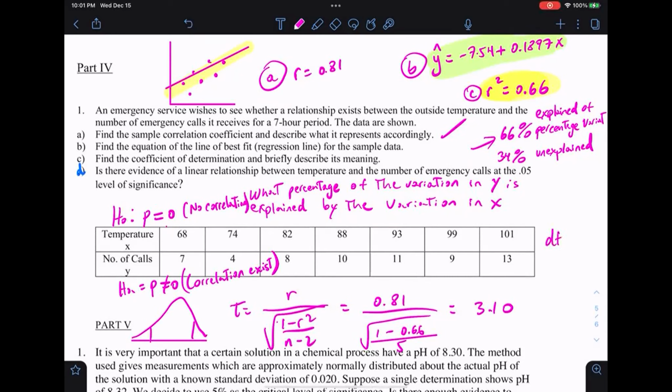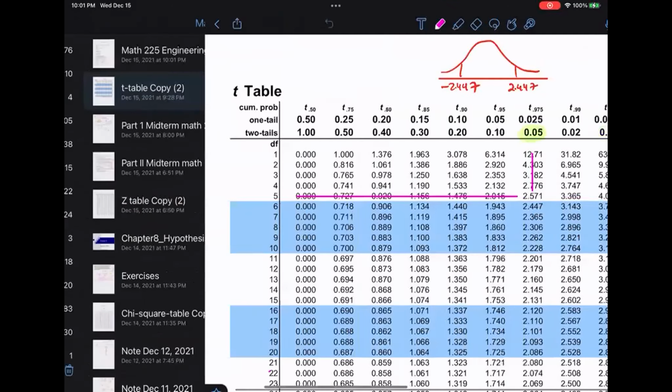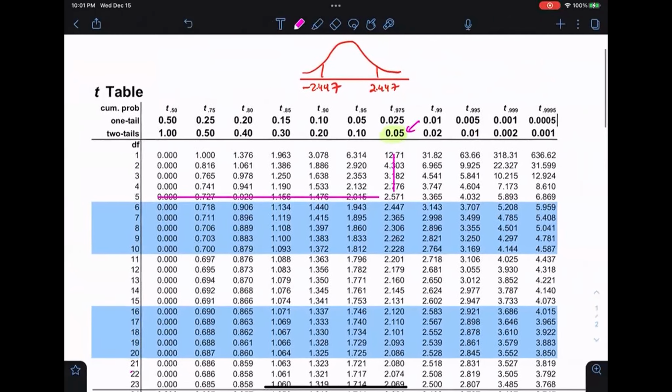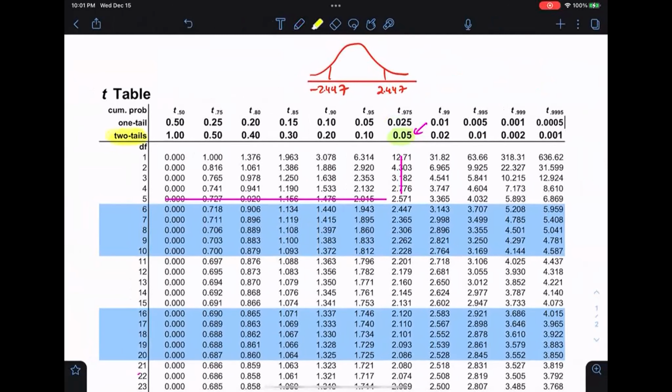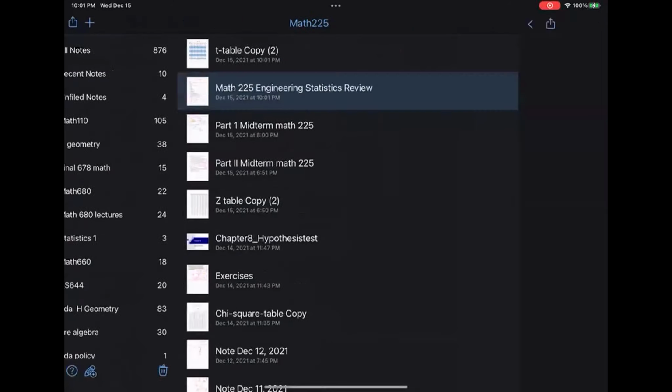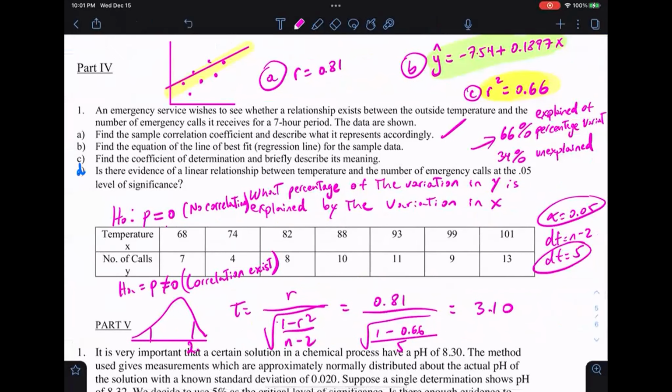The degrees of freedom is n minus 2, so the degrees of freedom is 5, and the significance level is 0.05. This is a two-tail test, so I need to look for this in the t-table. Two tails at 0.05, 5 degrees of freedom, so I get 2.571. That means the other critical value is negative 2.571. Remember, this is symmetric, right? So we get the value 3.10.